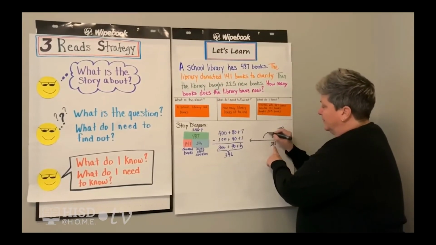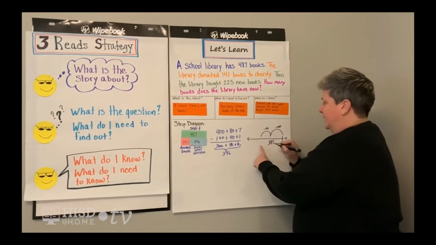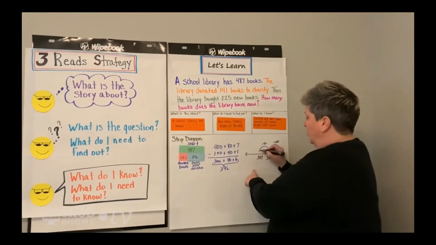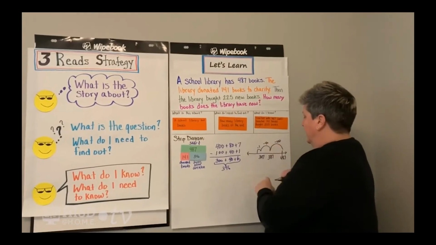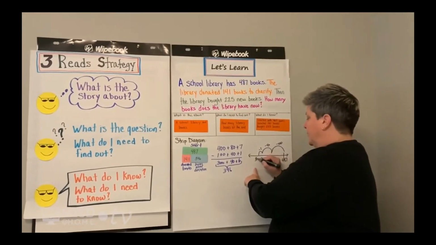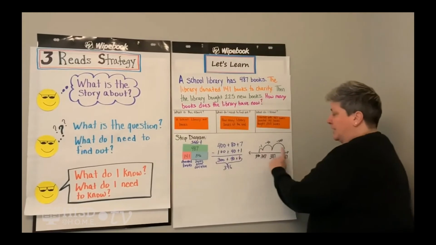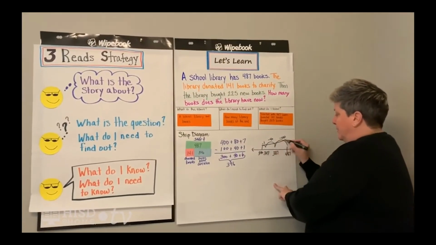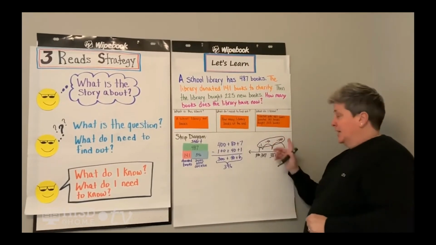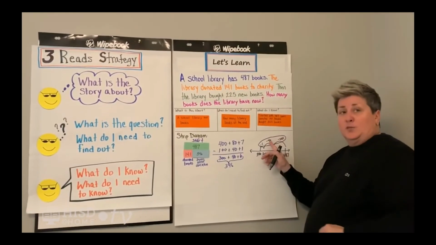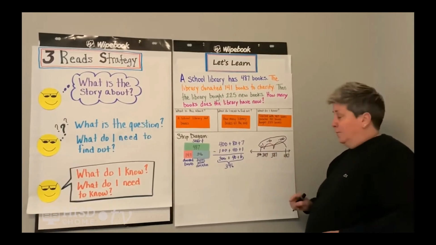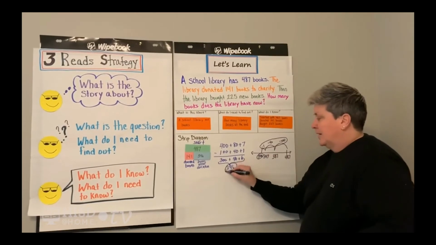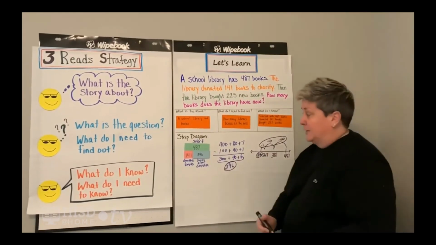387 minus 40 gets me to 347. And then if I subtract 1 more, then I know that I'm at 346. And I could double check that I took away 141 by joining these together. And I see 140 plus 1 more is 141. So now I know by using 2 different strategies that my math is correct.